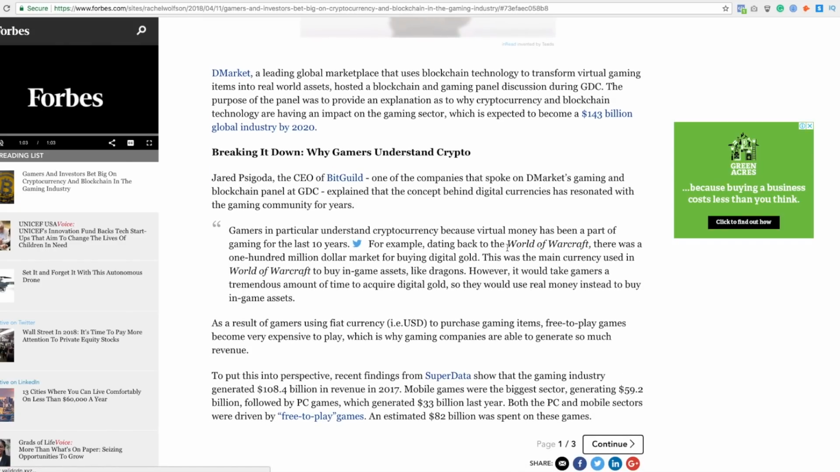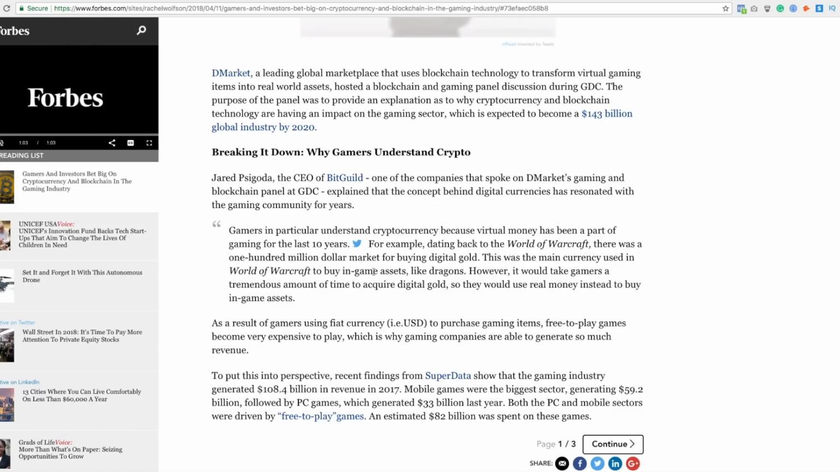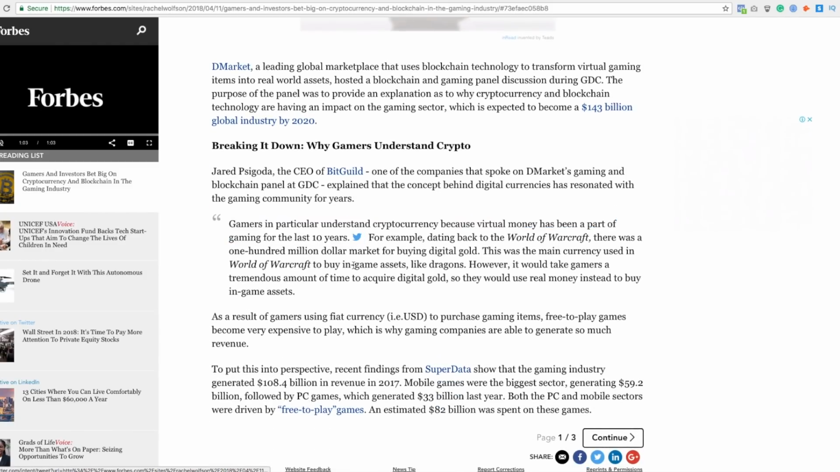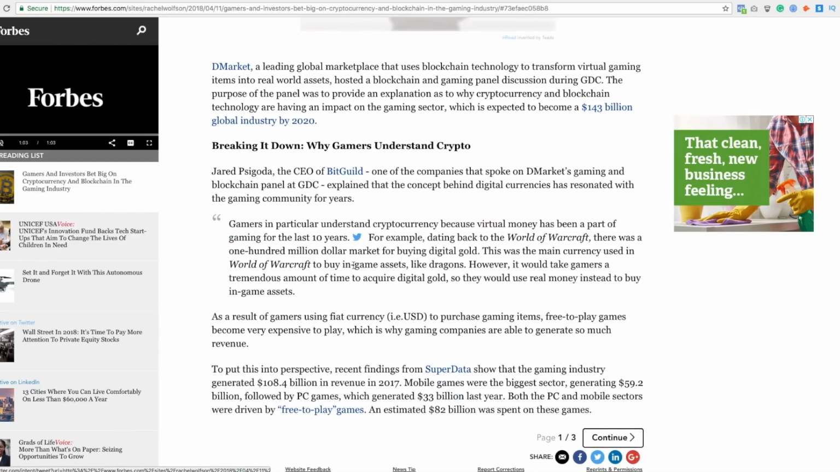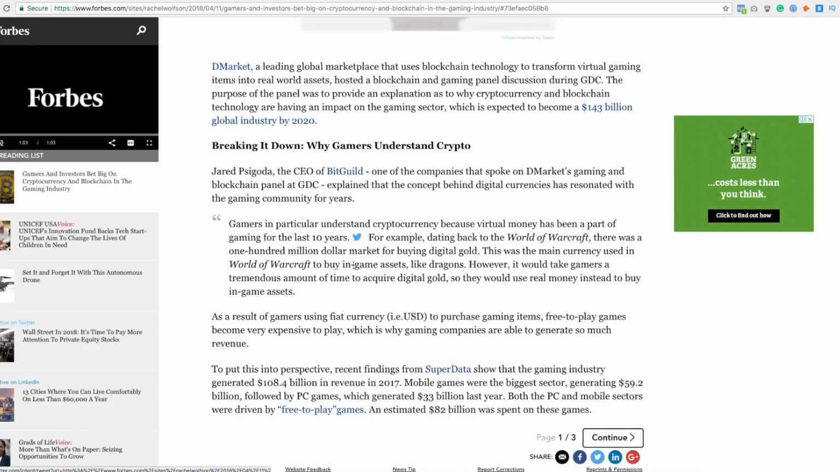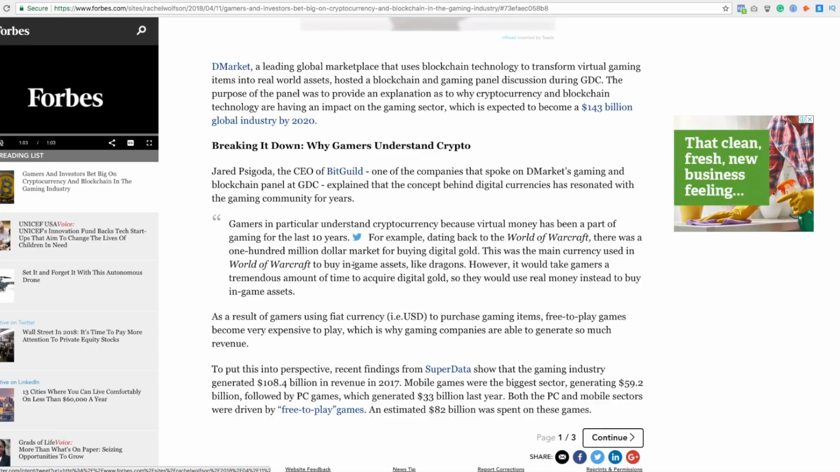For example, dating back to World of Warcraft, there was a $100 million market cap for buying digital gold. This was the main currency used in World of Warcraft and buying assets such as dragons. However, it will take gamers a tremendous amount of time to acquire digital gold, so they will use real money to buy in-game assets. So as you can see, gamers already understand how cryptocurrency works because they've already been using it in games for such a long period of time that for them it's kind of like second nature.